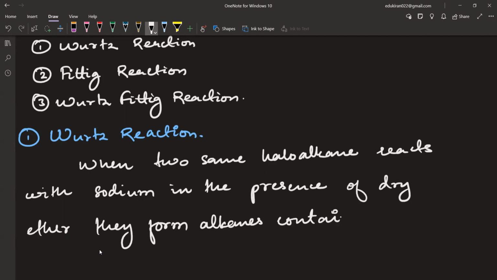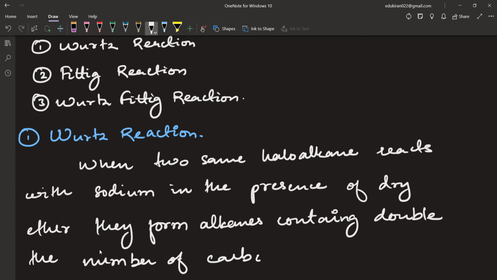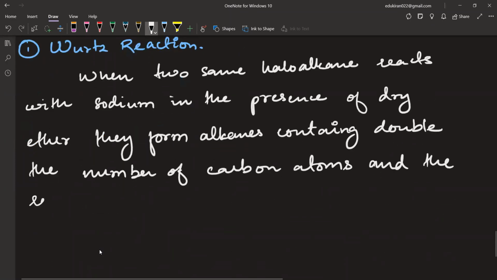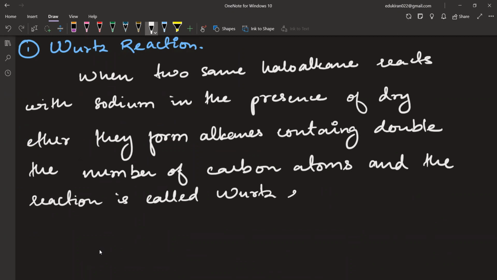Containing double the number of carbon atoms, and the reaction is called Wurtz reaction. The reaction is called Wurtz reaction.